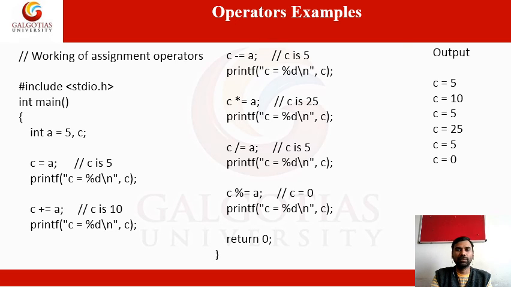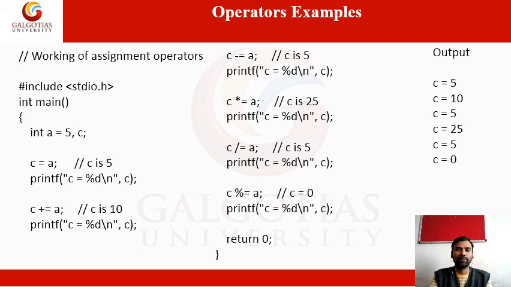Now look at this. c equal to 5, only c changed. Only print the c value. a is constant, a equal to 5. We never change the a value, only the c value. First we assign c equal to a. Then after this, c equal to c plus a.